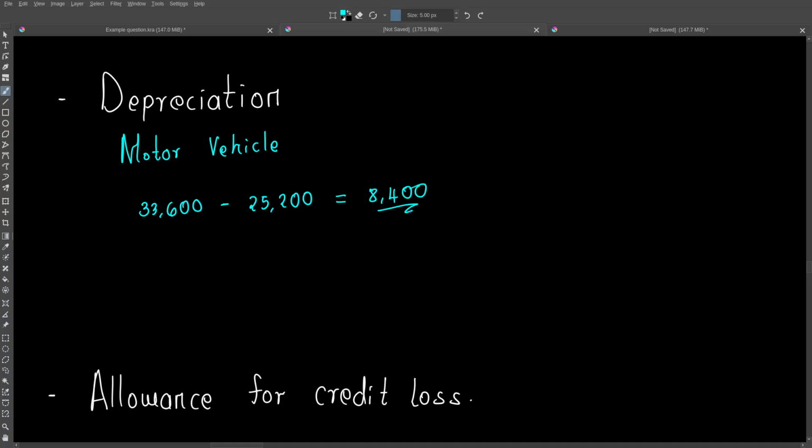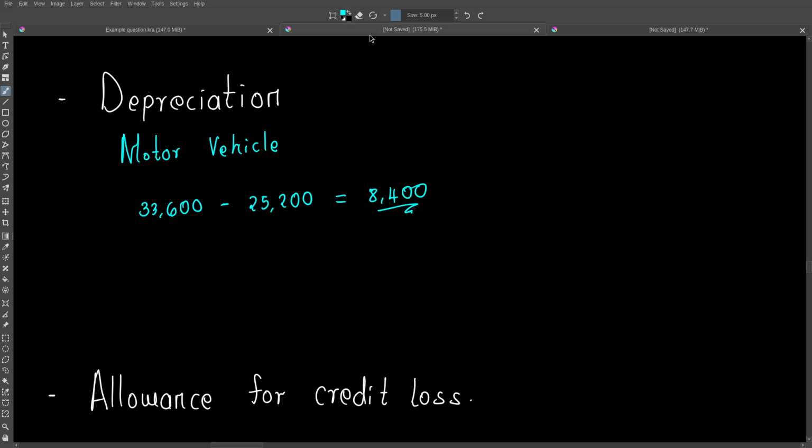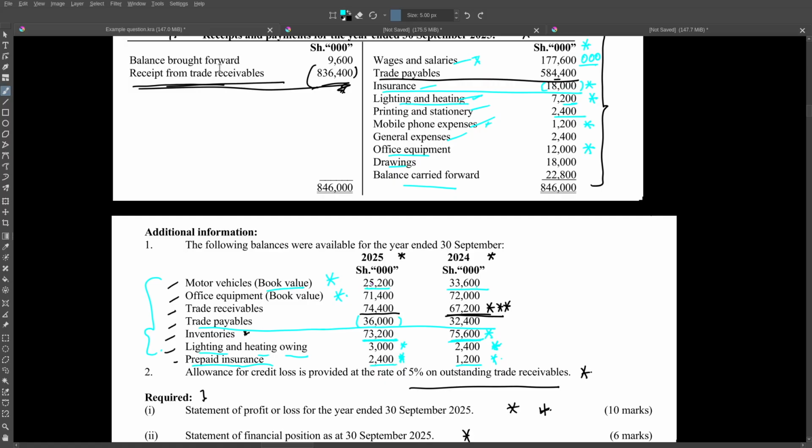So this is basically going to be the depreciation expense during the period. So you come and indicate depreciation for motor vehicles as we less 8,400, okay? Now let us go to depreciation for office equipment. For office equipment, there is a change in that there has also been an addition during the period.